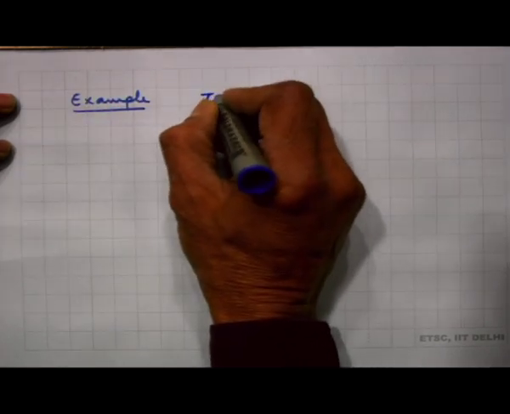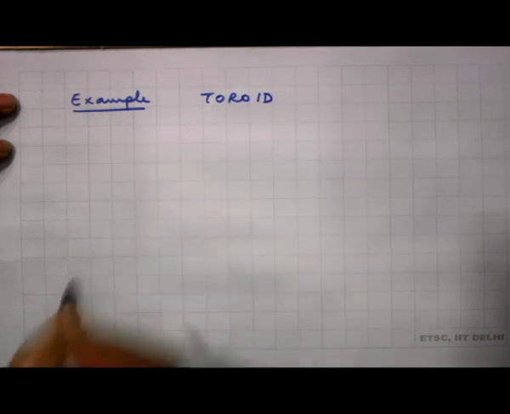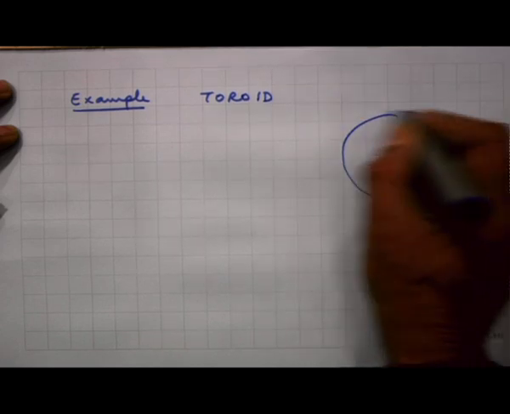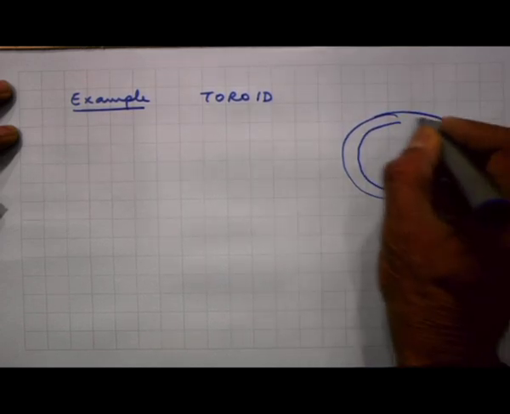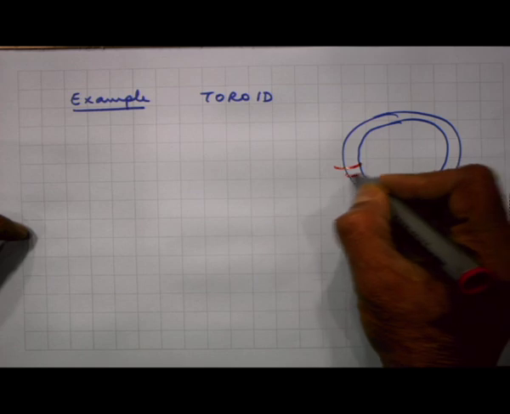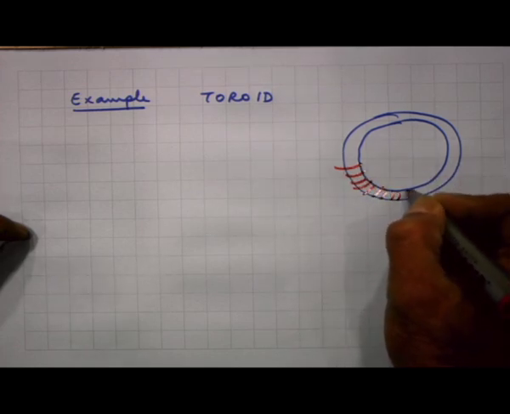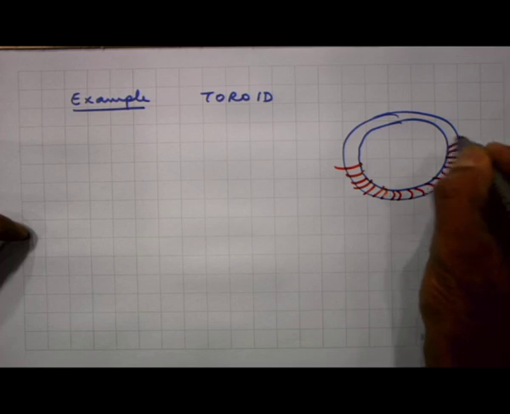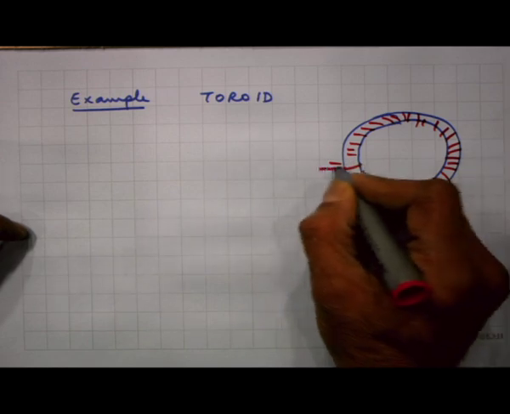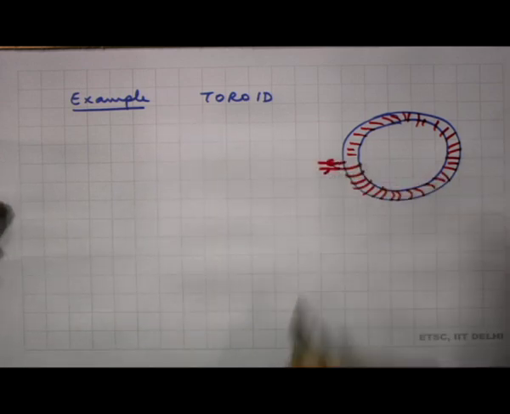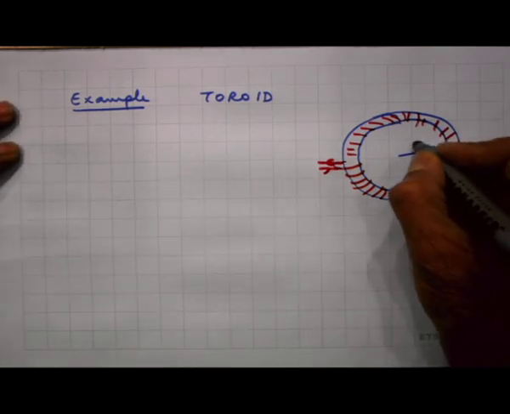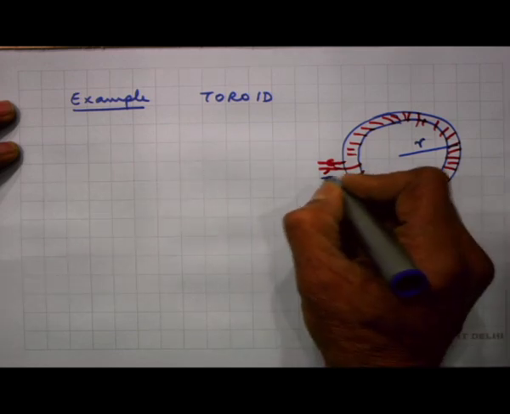So, we are looking at a toroid. Remember, in one of the earlier classes we had discussed the magnetic field of a toroid. A toroid consists of a structure like this with loops like this surrounding the entire toroid, closely bound loops. So, current comes in from here and goes out from here. Let me assume that this radius is small r and the current passing through is I.